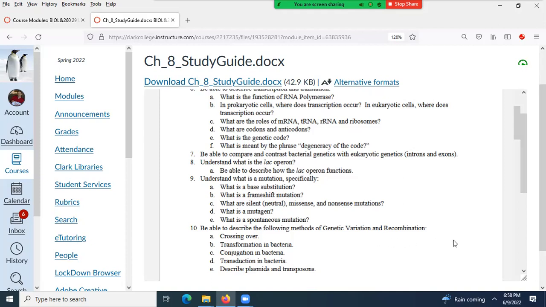Be able to discuss the following methods for increasing genetic variation: recombination, what's called crossing over of the chromosomes, what is transformation in bacteria, conjugation, and transduction. And then lastly on this topic, discuss what a plasmid is and what a transposon is.